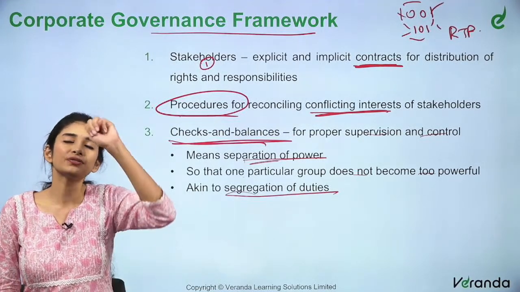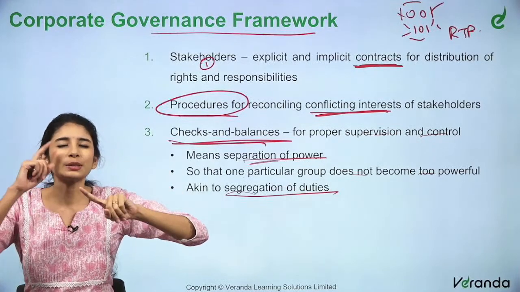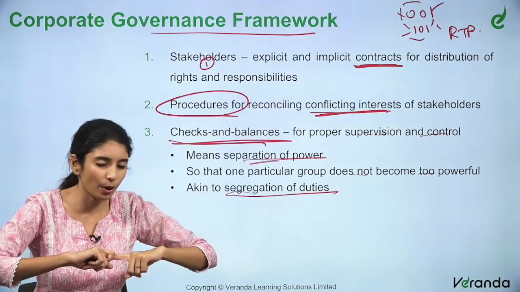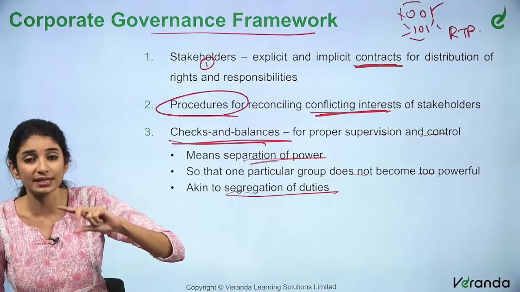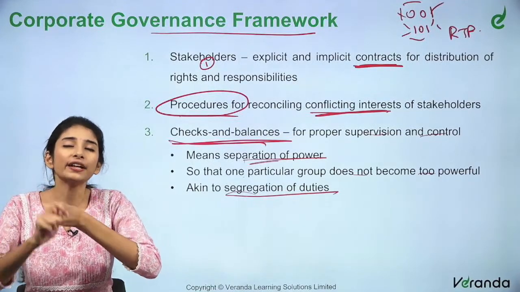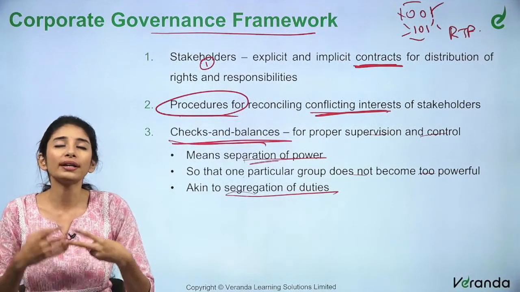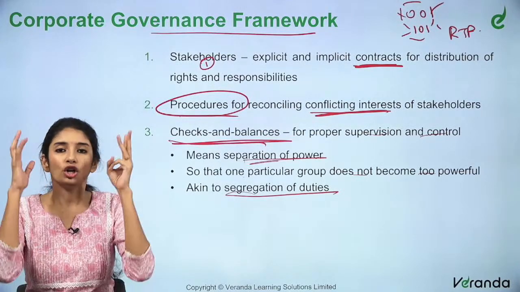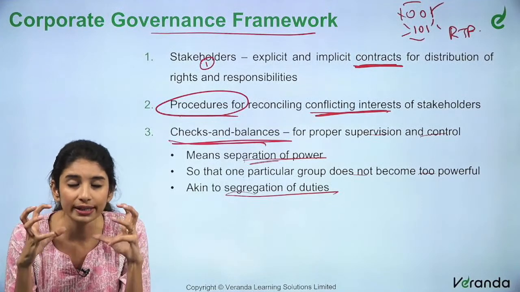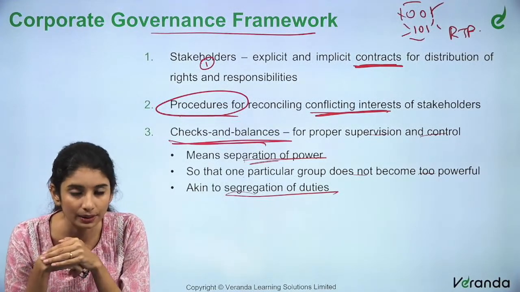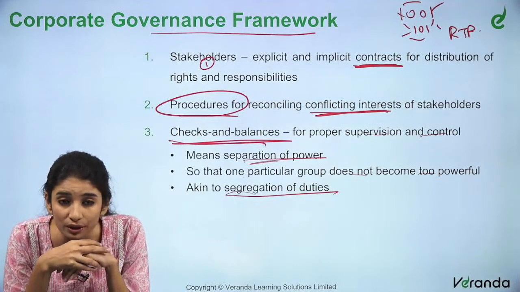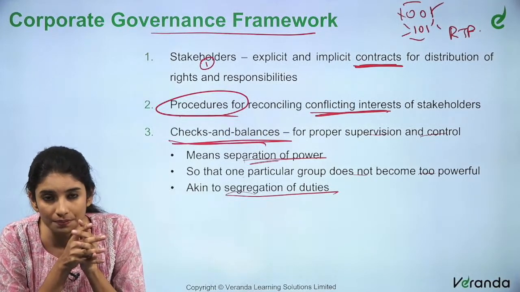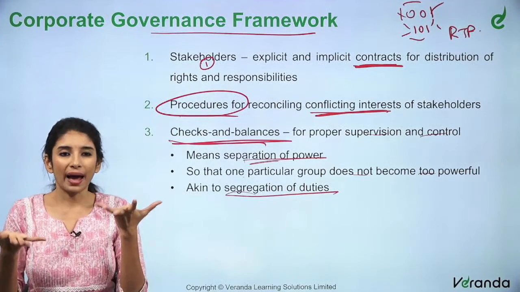Okay, so corporate governance framework, guys, 3 things over here. One is explicit and implicit contract with my stakeholders. Why do I need it? To understand what are the rights and responsibilities. Second point is, in case of conflicting interest with my stakeholders, what are the procedures to reconcile those differences? Okay. Third is checks and balances. No single party should have a lot of power in hand. For example, if management becomes too powerful, what will they do? Abuse their responsibility. If employees become too powerful, they'll go on strike, they'll demand things, right? So, no checks and balances.